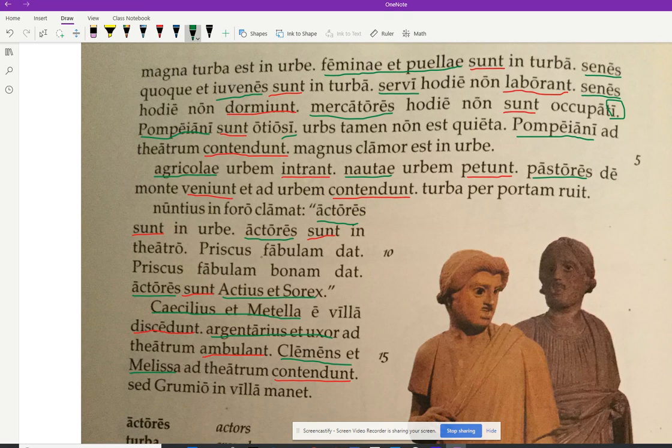Actores sunt Actius and Zorix. So the actors are Actius, which is an awfully convenient name for an actor, I guess, like having a driver named Dravius, and Zorix. So Actius and Zorix are the actors. By the way, these actors over here, you should know they're wearing masks, right? They're not really that ugly. They might be ugly. Who knows what's under the mask? But these are masks they're wearing.